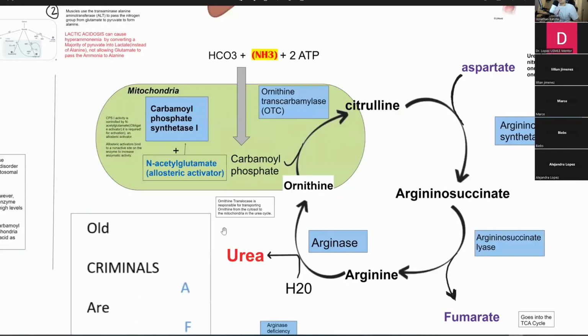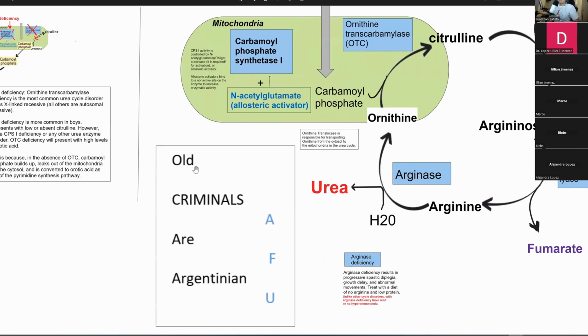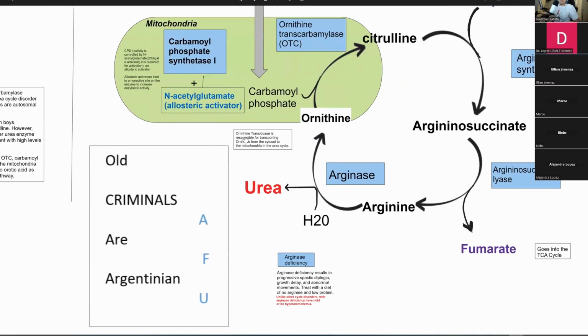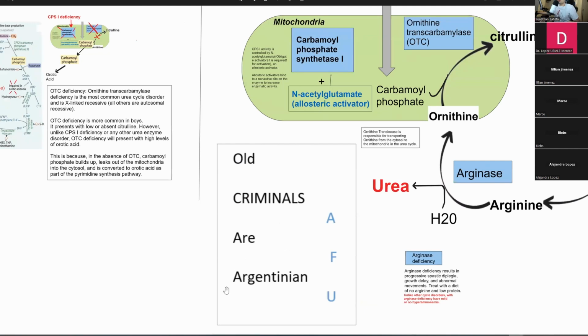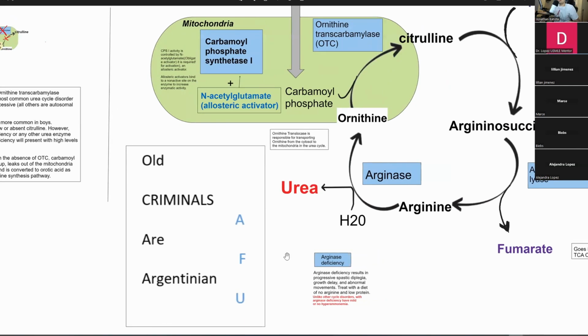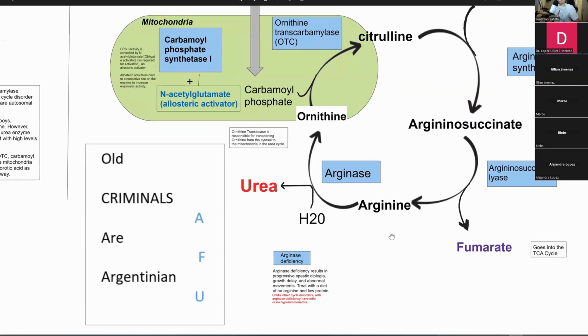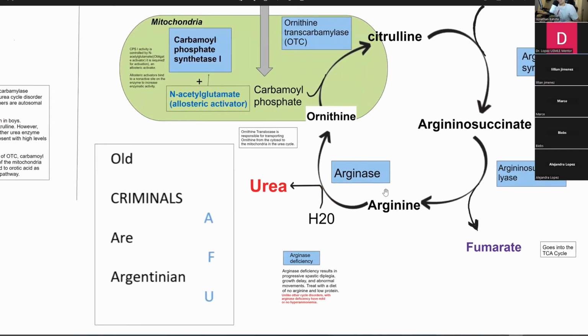So I have a mnemonic here for you guys. You guys can remember this. Guys and girls, the mnemonic I have for the cycle, I don't know if Lopez shares his mnemonic of old criminals in Kansas sell sex for money. I don't know if that's the one you use, Lopez, but here I tweaked it a little bit to old criminals are Argentinian. And nothing against Argentinian people, but just the Argentinian, it's like arginine. It's like right there, you don't have to modify it too much.